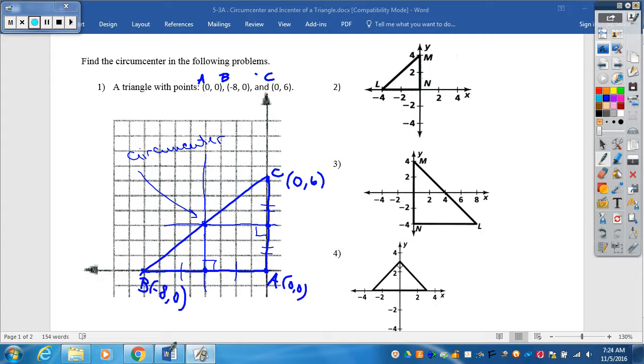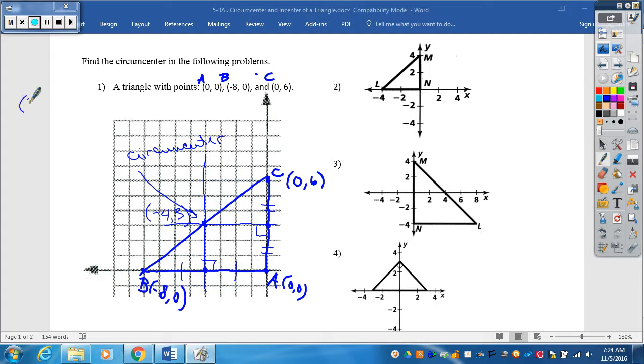Circumcenter. Okay. Now from there, that point actually has an ordered pair of -4, +3. So I'll write that down. -4, +3. So that's one way you can find the circumcenter of a right triangle. Do the perpendicular bisectors of the two legs. Real simple stuff.